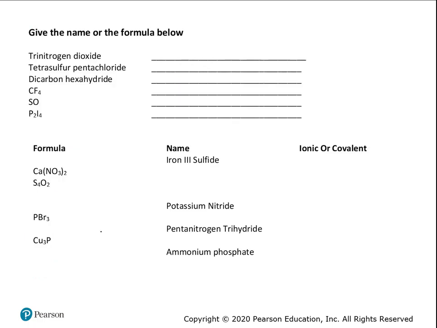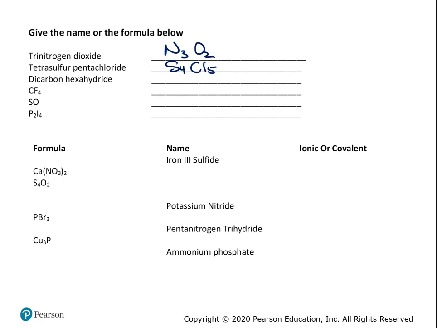So let's do this. Give the name or the formula. So this is on the back page of your little half sheet worksheet thing that I gave you. Trinitrogen dioxide. What would that be? N3O2. That's right. Trinitrogen, N3, dioxide, O2. How about tetrasulfur pentachloride? S4Cl5.